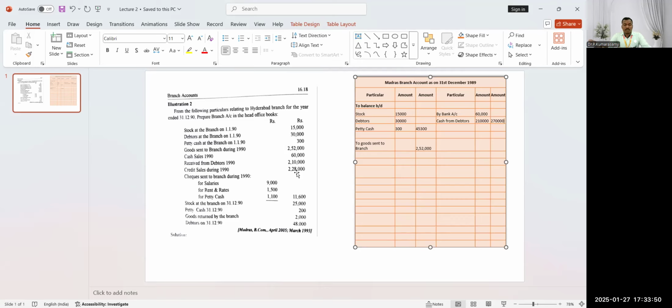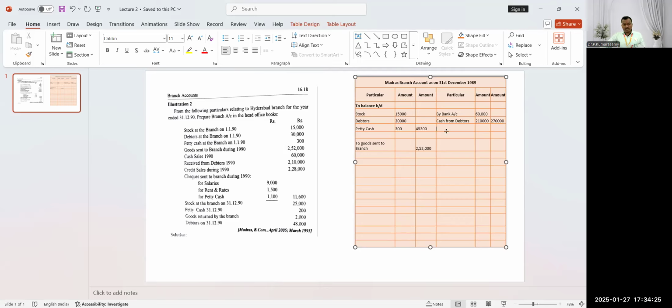Then you can prepare the ledger for debtors to find and write here. Otherwise, they have given already. Opening debtor is given, closing debtor is given, cash sales details given, credit sales details given, cash received from debtors also given. Maximum details belonging to the debtors ledger are given here. So no need to prepare the debtors ledger. These details we have already taken and written here.